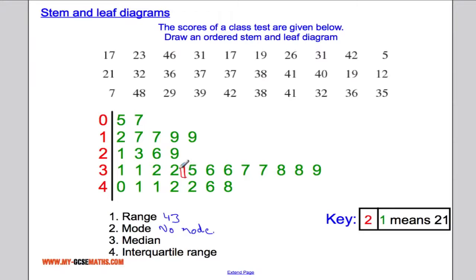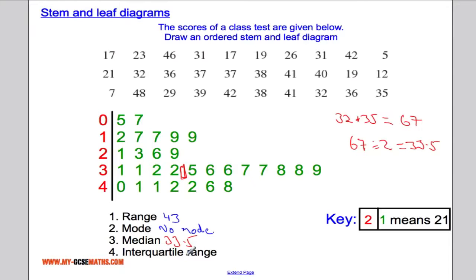So what data point would be between 32 and 35? If I add them together, 32 plus 35, that gives me 67. If I divide 67 by 2, I get the median. 67 divided by 2 is 33.5. So 33.5 is our median.